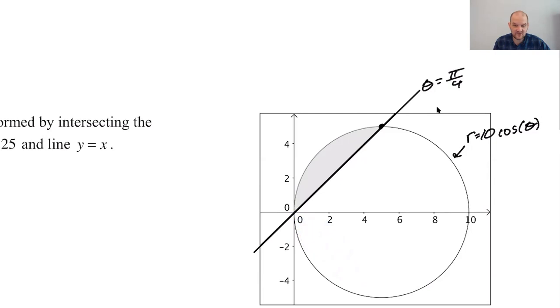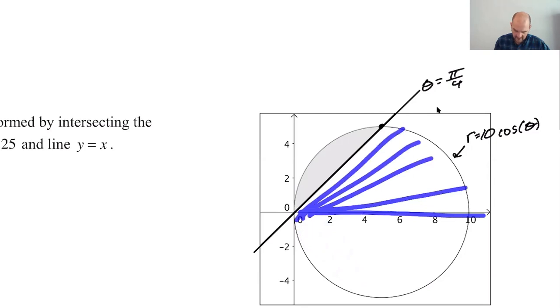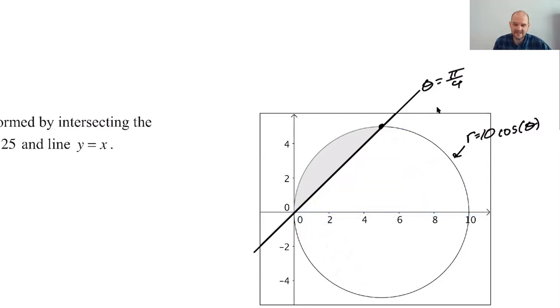It's really essential that you know how these things are traced out. If you don't know how the polar curves are traced out, you won't be able to work out the bounds of your integral. So go back, make sure you are as good as you can be at graphing in polar. If you know that, you can work out these kinds of things.